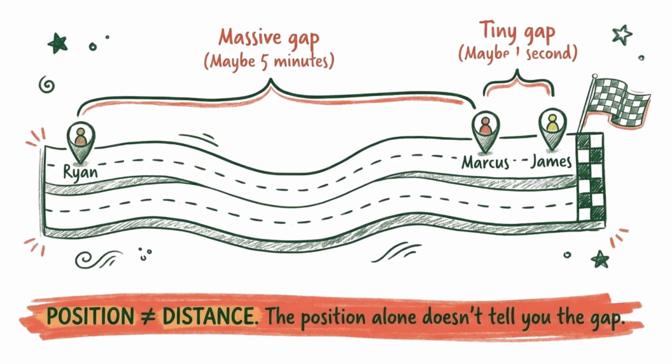Look at what the race actually looked like. Between Ryan and Marcus, a massive gap, maybe 5 minutes. Between Marcus and James, a tiny gap, maybe 1 second. The positions look equal on the podium. The actual distances were completely different. Position never equals distance. That's the whole point.